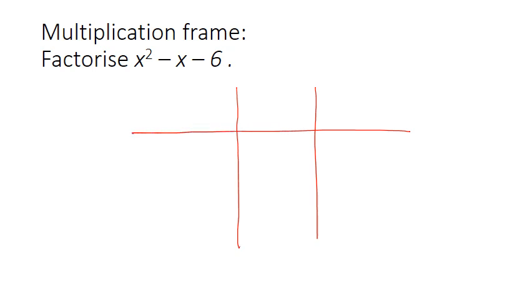Now, moving on, let's take a look at multiplication frame. When we draw a multiplication frame, it's quite different from the cross method. Some people call it the tic-tac-toe method. It looks like that. Okay, and where do we put our terms? Our x squared term is written here, and our last term is written here. So we are going to write in these two boxes factors that multiply to give you x squared, and you only have the solution x and x.